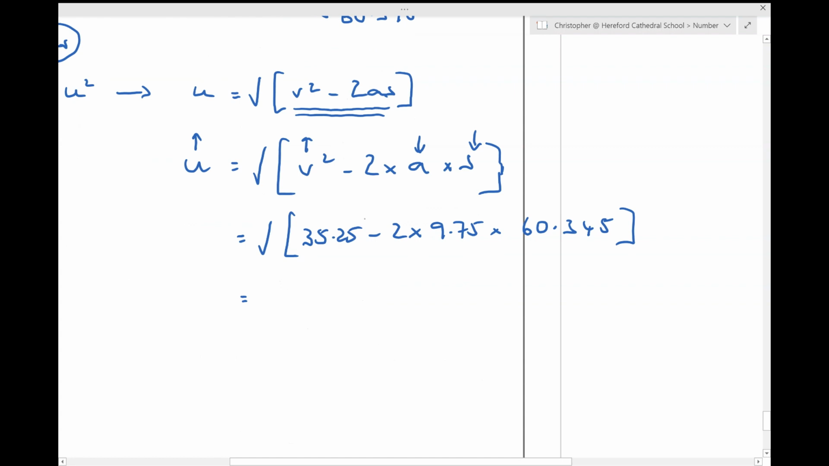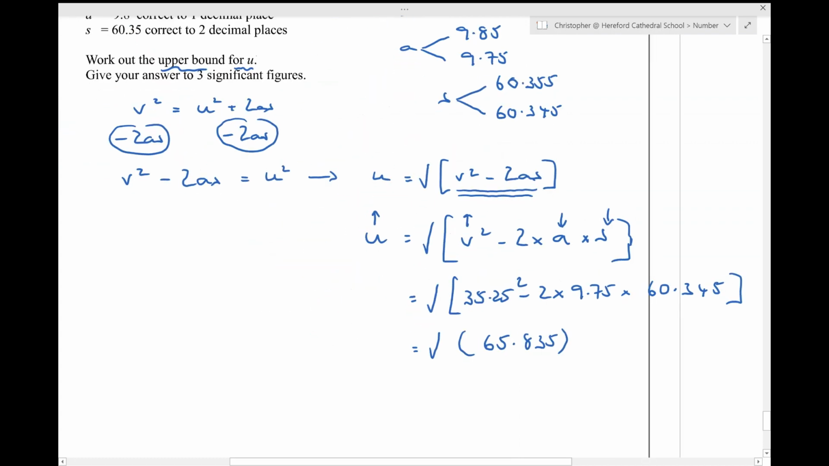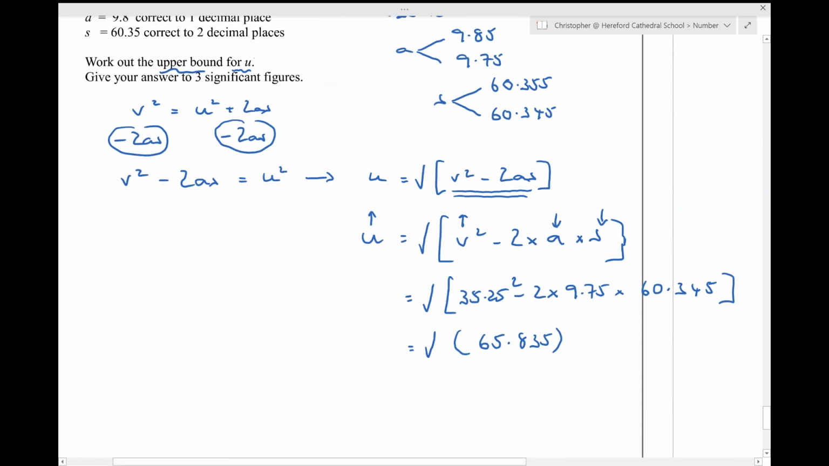Incidentally, it was 35.25 squared. I hope you noticed that I made that error there. Minus 2 times 9.75 times 60.345. So let's have a look. 35.25 squared minus 2 times 9.75 times 60.345 gives me an answer of the square root of 65.835. So my upper bound of u is going to be the square root of 65.835, which I've got on my calculator.